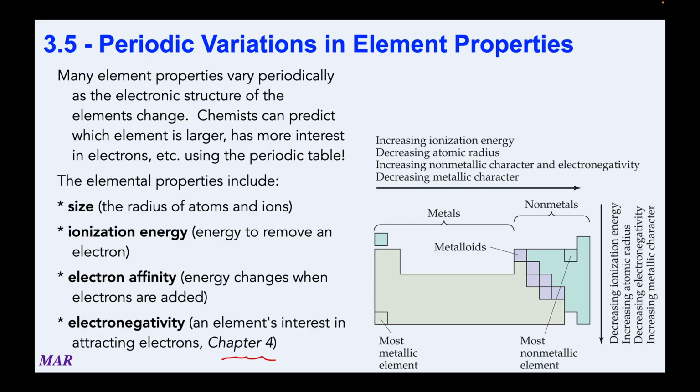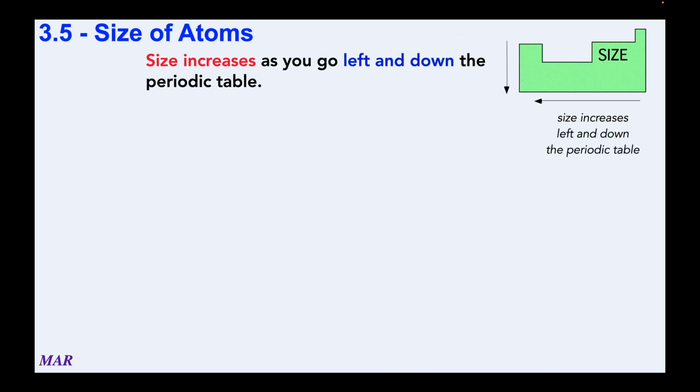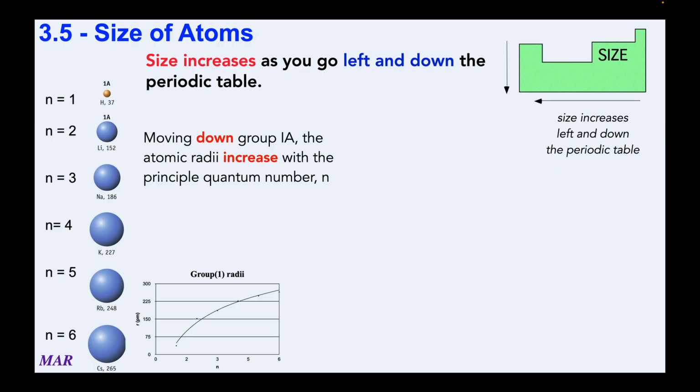Now, the punchline here is that sizes of atoms and ions will get bigger as you go left and down the periodic table, and all the other ones will get bigger, more or less, as you go up and to the right on the periodic table, and we'll talk about this here in a little bit. Sizes generally get bigger as you go left and down the periodic table. And this can be kind of helpful.